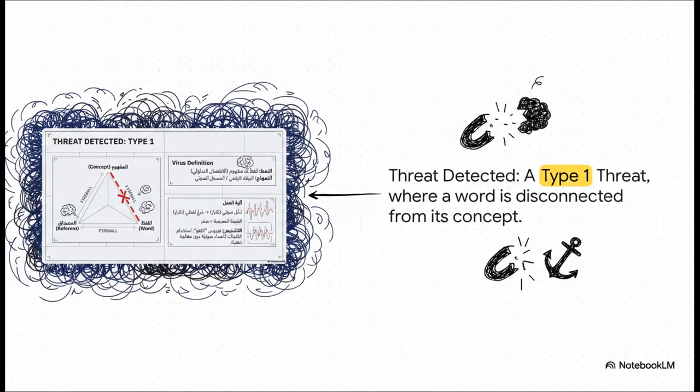The protocol pinpoints this critical weak spot in how we think, and it calls it a type 1 threat. So what is that? It's when a word we use all the time gets disconnected from a solid, stable concept. I mean, think about a word like freedom. We hear it everywhere. But what does it actually mean? Freedom from something? Freedom to do something? If you don't nail that down, the word can mean anything to anyone. And instead of creating clarity, it just creates confusion. That right there is a semantic virus.